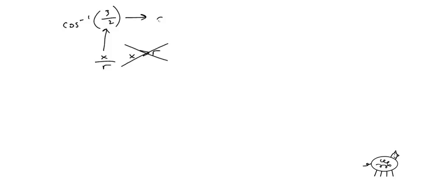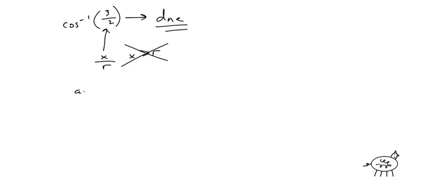All right, let's try another one here. How about inverse cosine of 3 halves? You should realize you can't even do that, because isn't this a ratio? It's x over r, and in this case x is greater than r, and that's impossible.